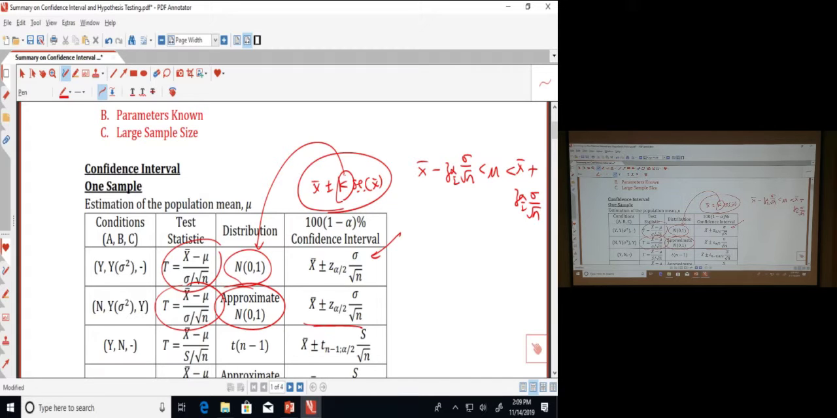Then what happens if you don't know sigma? You don't know sigma and don't care about the sample size, be it small or big, but you need a normal distribution. So now you replace sigma by S. We estimate the unknown standard error by S in place of sigma.